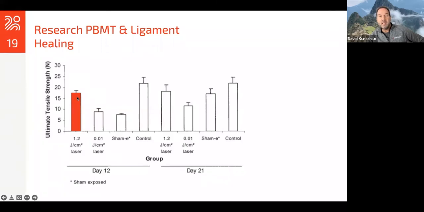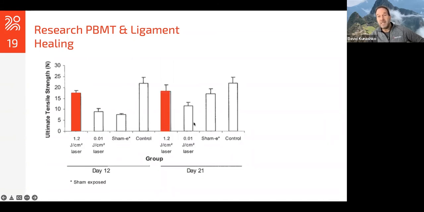It gave you a really much better tensile strength than the lower powered one, and then the sham. So these first three represent an injury, and then treating with 1.2 joules of energy, 0.01 joules of energy, or sham, no energy, and then the control, which had no injury at all. So you can see after 12 days, laser therapy is really doing much better.